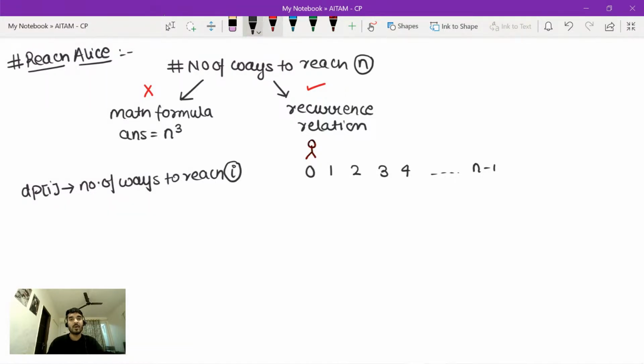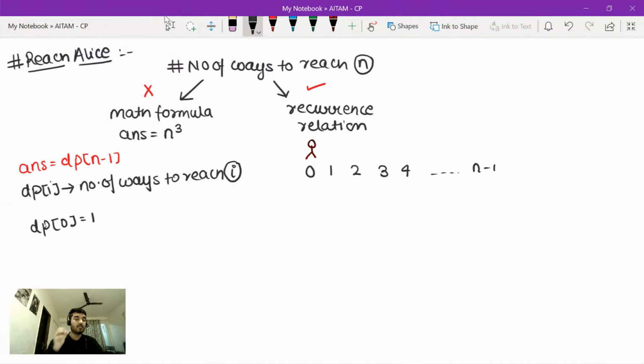So what will be my answer? My answer is simply equal to dp[n-1], the number of ways to reach the nth crocodile. Since I have converted this into zero-based indexing, that's why it is n minus 1. Now for every index, I have two possibilities. I need to check whether it is a male crocodile or a female crocodile. But what was my base case? Initially I am standing at 0. So dp[0] is simply equal to 1.